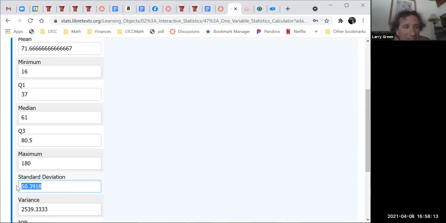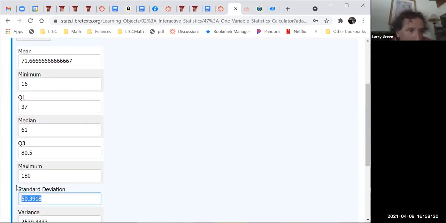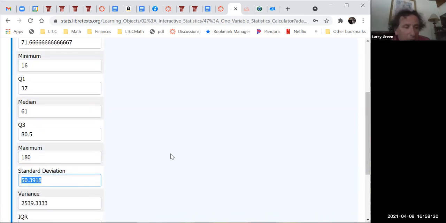I'm not too surprised because if we look at the maximum, it's 180 and the minimum is 16. That's a giant range of units, isn't it? So we're not surprised that we have a large standard deviation. Any questions on that?